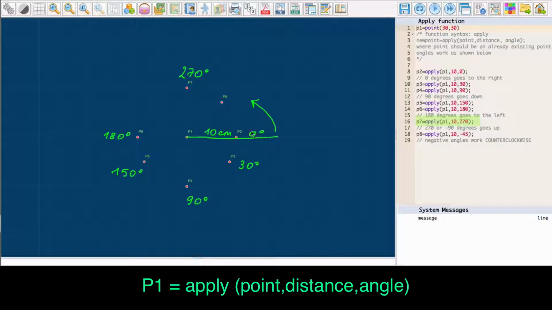Negative angles work counterclockwise. If we move 90 degrees counterclockwise from 0, we will end up in the same direction as plus 270 degrees. Let's place our next point, P8, at a negative angle, minus 45 degrees. As you can see, we moved counterclockwise from 0.